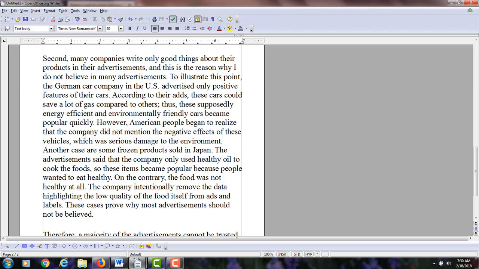Another case is some frozen products sold in Japan. The advertisement said that the company only used healthy oil to cook the foods, so these items became popular because people wanted to eat healthy. Actually, they wanted to eat health... I'm going to change this to an adverb. They wanted to eat healthily. On the contrary, the food was not healthy at all. The company intentionally removed the data highlighting the low quality of the food itself from ads and labels.